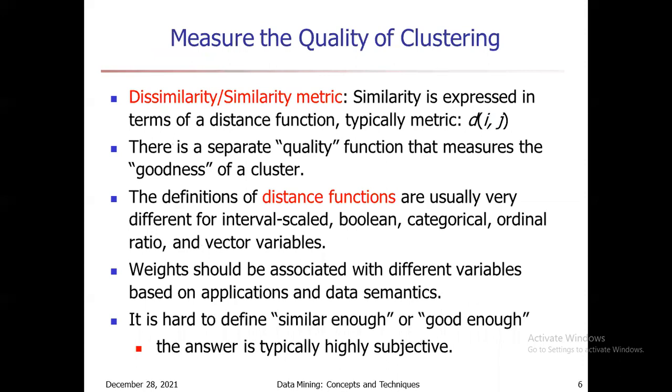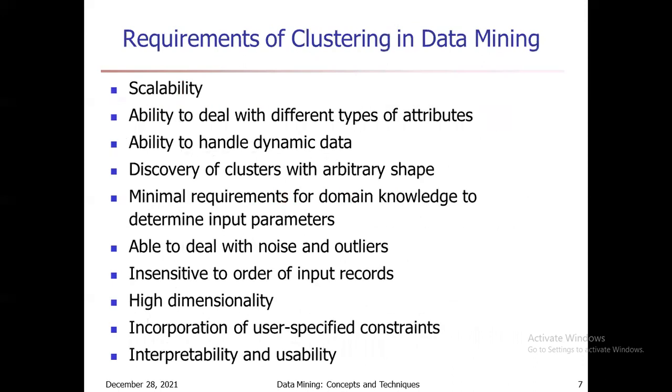And to measure the quality of clustering, the dissimilarity or similarity metric is used. The similarity is expressed in terms of a distance function, typically the metric d(i, j), and there is a separate quality function that measures the goodness of a cluster. So these are the major points, and next the requirements of clustering in data mining.